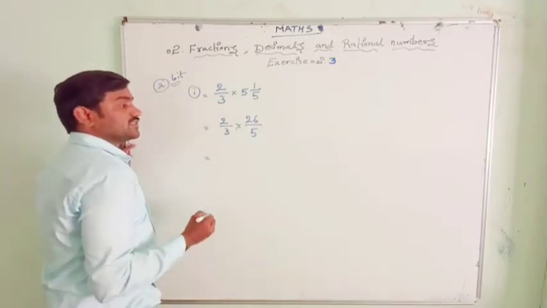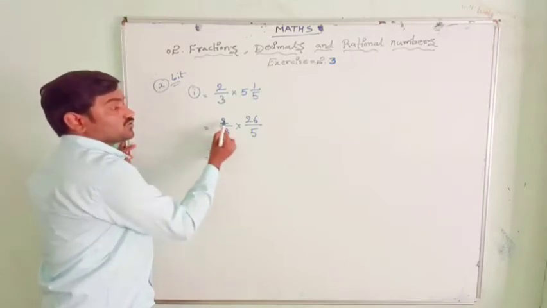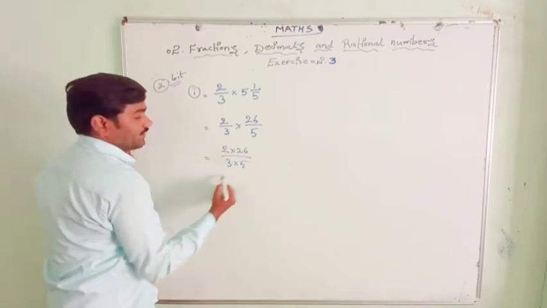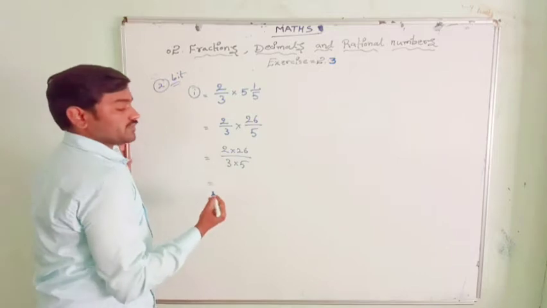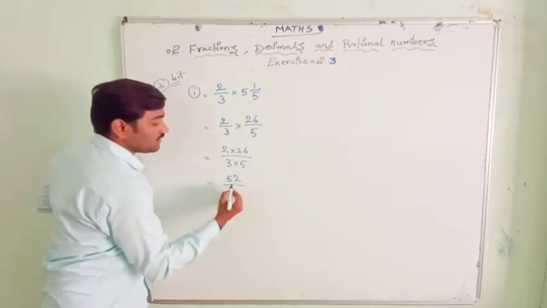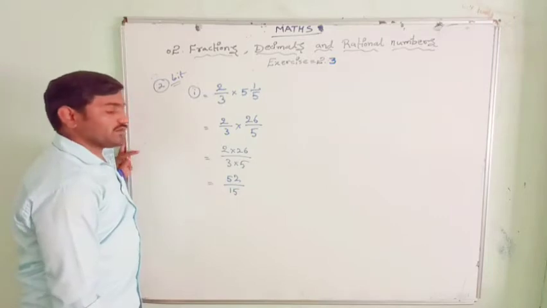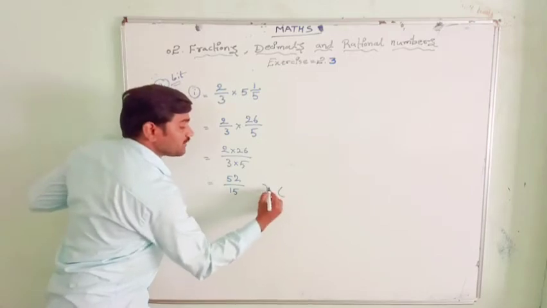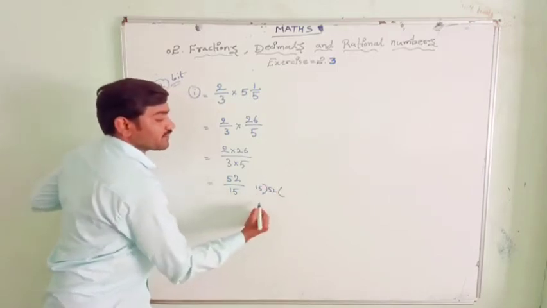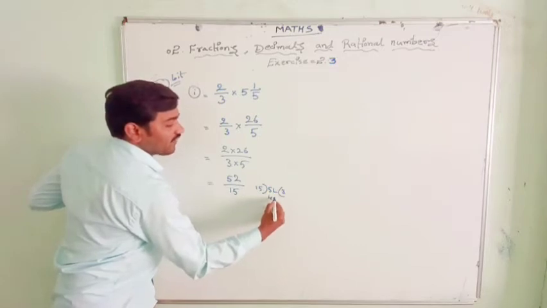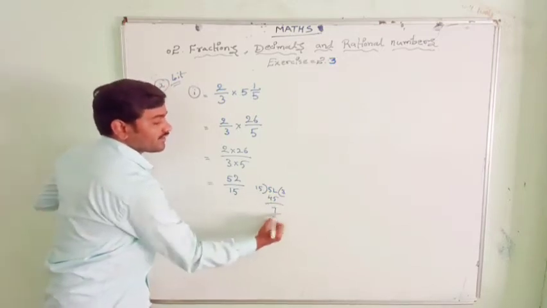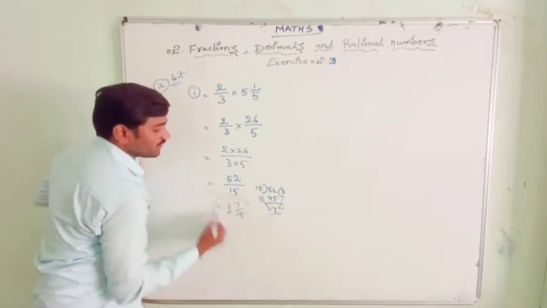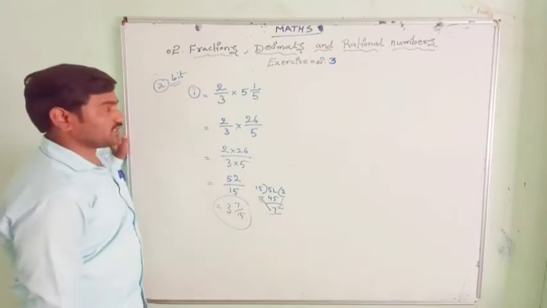Now let us express this. See that 2 into 26, the product of numerators, by the product of denominators 3 into 5. 2 into 26 is 52 by 15. So this is 52 by 15. Now this can also be expressed in the mixed fraction form. 15 threes are 45. 52 minus 45 is 7. So this we can write as 3 whole 7 by 15. 3 whole 7 by 15 will be the answer for this.